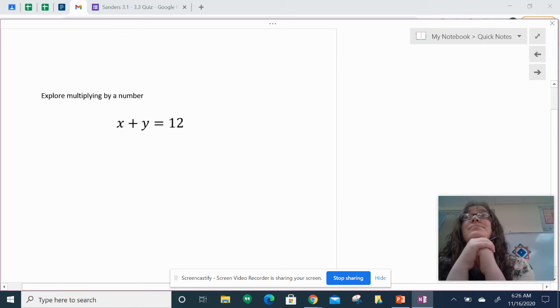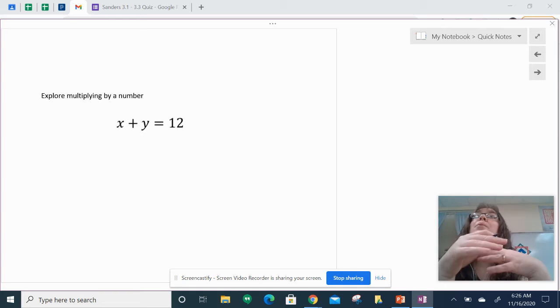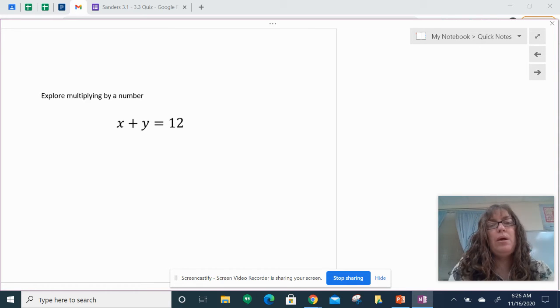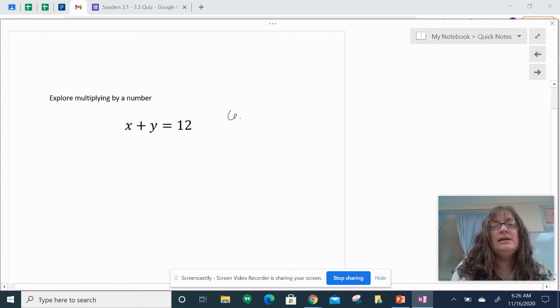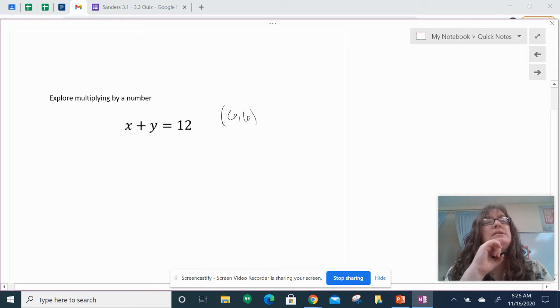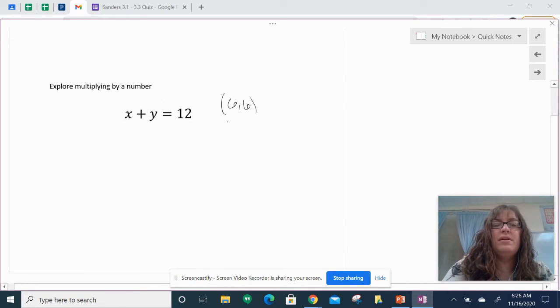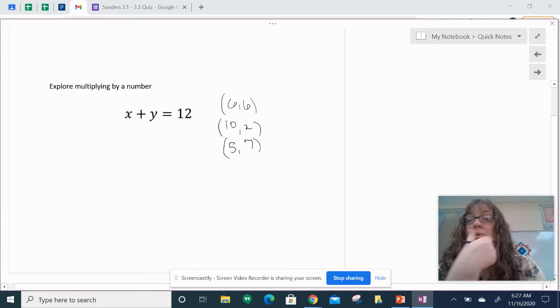All right. So I want to take a minute and explore another property that we can do here. So first things first, I want us to think of some values that I could plug in for x and y that would make this equation true. So for instance, probably the first one you think of is 6, 6, because 6 plus 6 is 12. You might also think of 10, 2, because 10 plus 2 is 12, or you might think of 5, 7, because 5 plus 7 is 12. Lots and lots of different possibilities here.